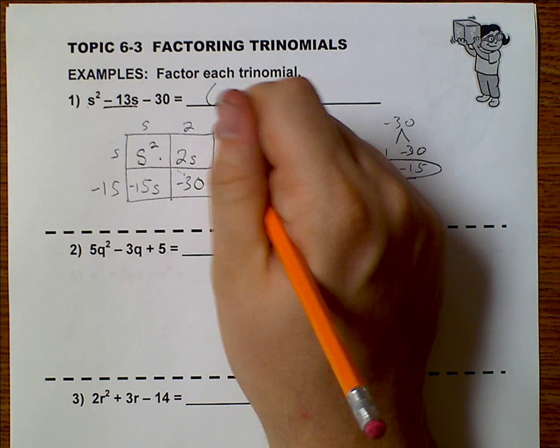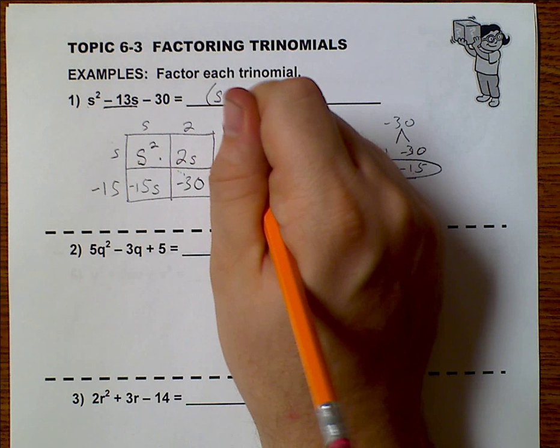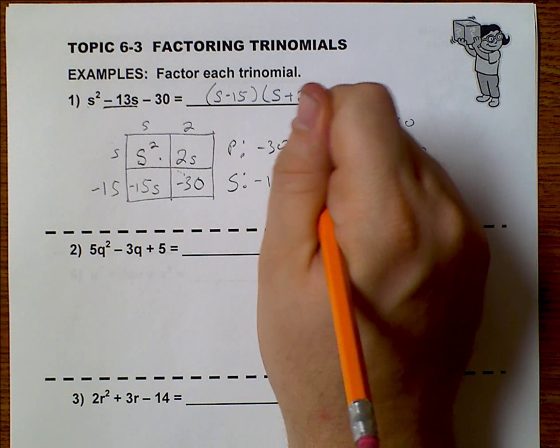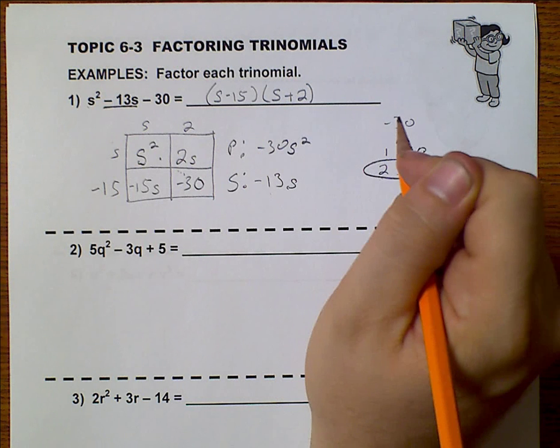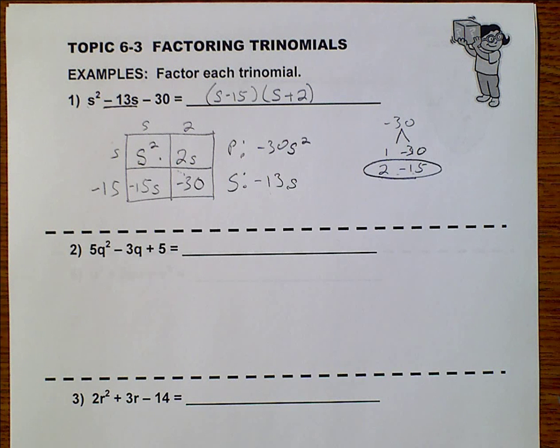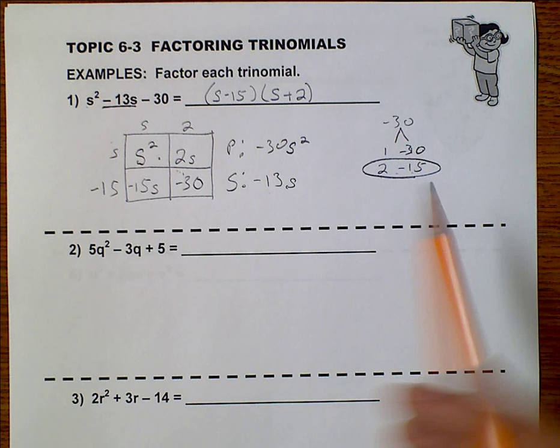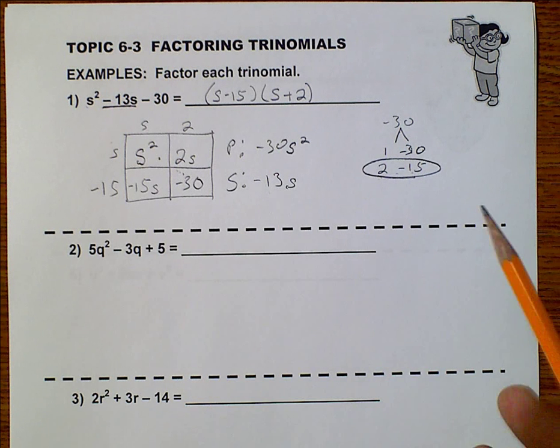So my answer would be s minus 15, s plus 2. Now, the reason the 15 is negative, not the 2, is because my sum was negative, so I needed the larger number to be negative.